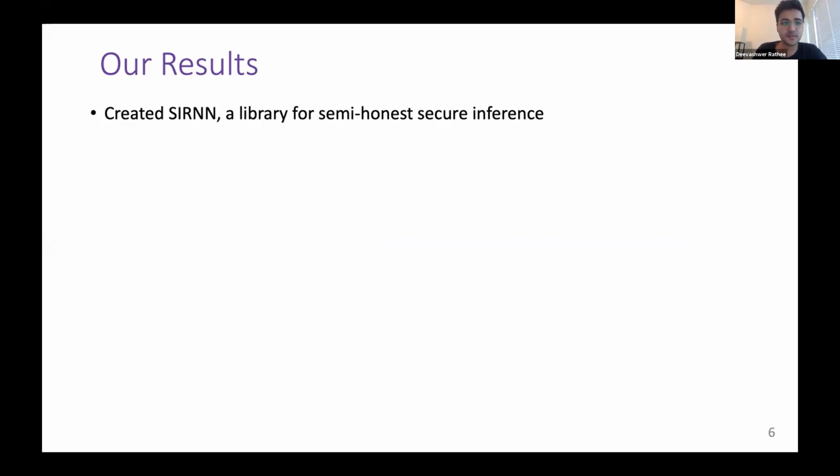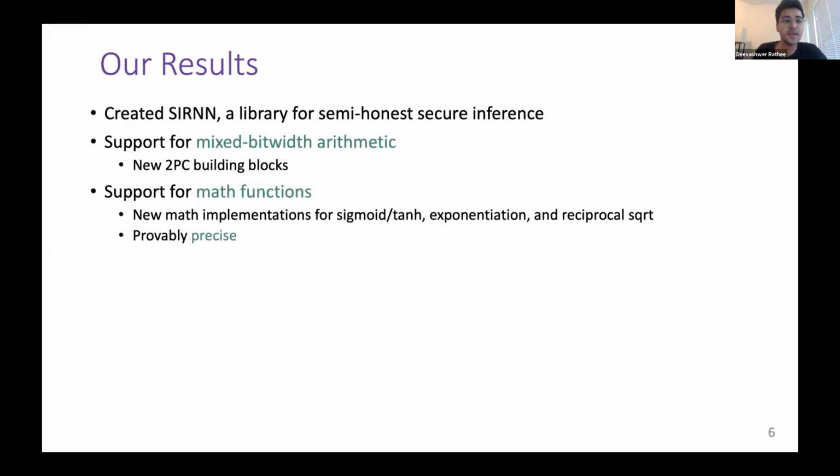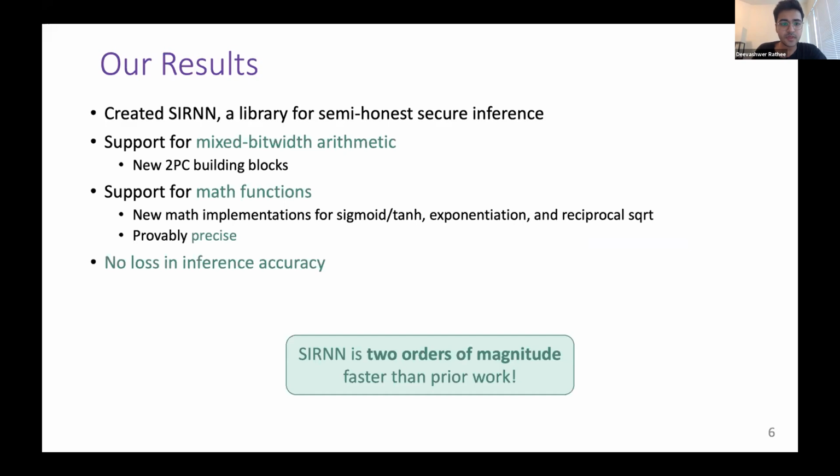semi-honest secure inference. SIRNN has support for mixed bit width arithmetic, which is enabled by new 2PC building blocks. SIRNN also supports math functions through our new math implementations for sigmoid, tangent, reciprocal square root, and exponentiation. Our math implementations are provably precise, which is why SIRNN suffers no loss in inference accuracy. And the performance of SIRNN is great. It is 2 orders of magnitude faster than prior work.